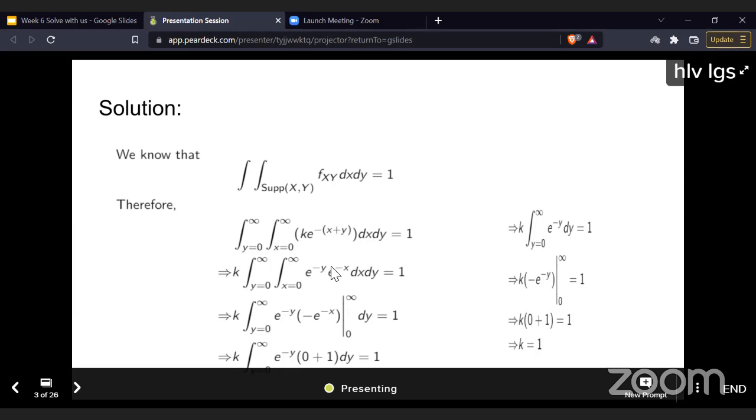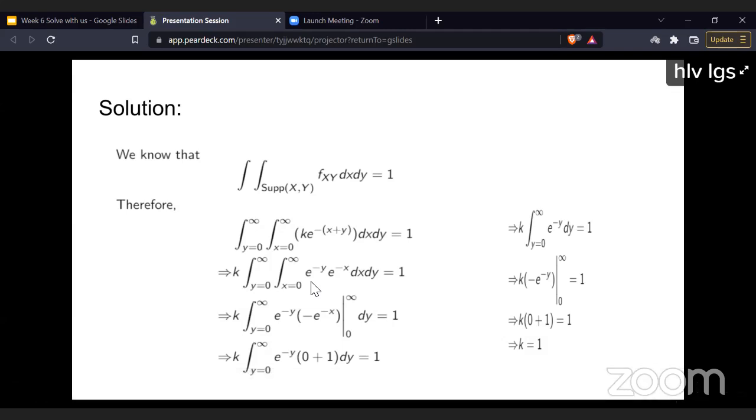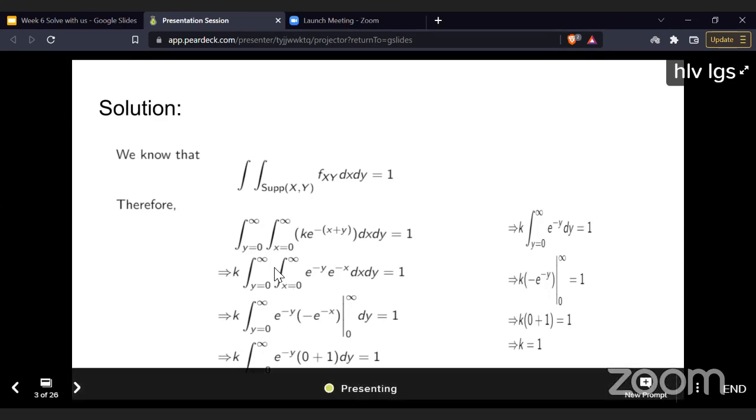If you try to do the integration first with respect to x, your e to the power minus y will also work as a constant here. This will also act as a constant because we are doing the integration first with respect to x. So e to the power minus y will act as a constant, and we can also pull it outside this integral of x.